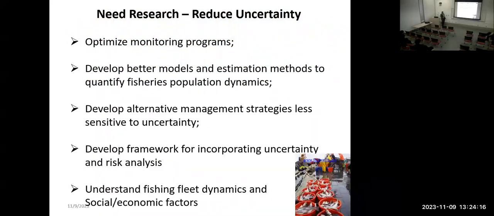So that means that we need research, right? With all those uncertainties, we want a better understanding of those systems, and we want to reduce the level of uncertainty.